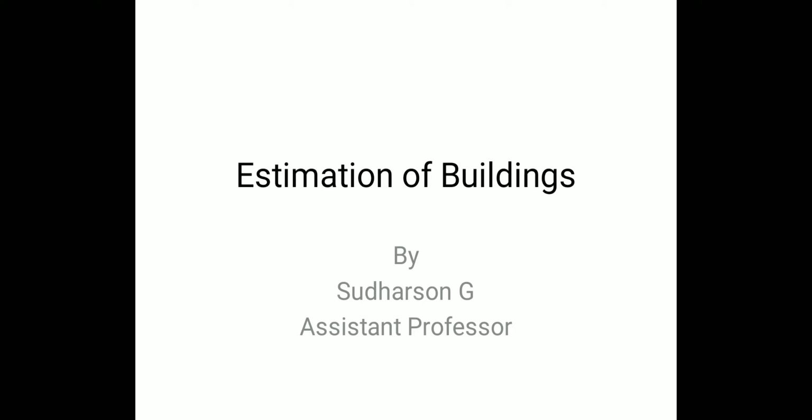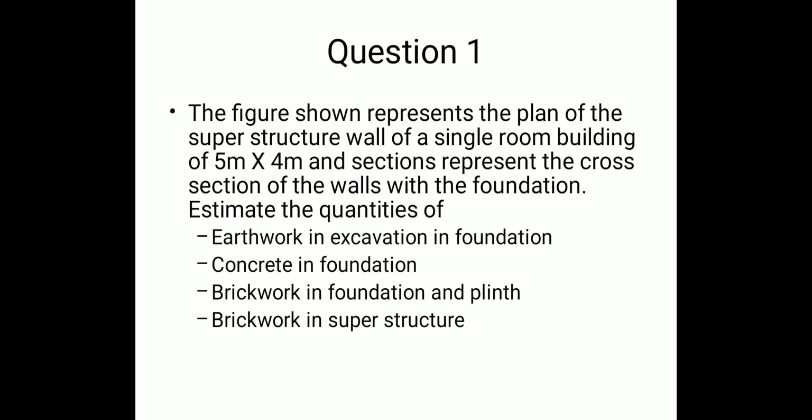We'll be dealing with two problems. One is a single room building and another is a two room building. And in both the questions we'll be dealing with the estimate of a particular kind of thing that is mentioned in the question. So question 1: the figure shows the representation of the plan of the superstructure of the wall of a single room building of 5 meter by 4 meter, and the sections represent the cross section of the walls with the foundation.